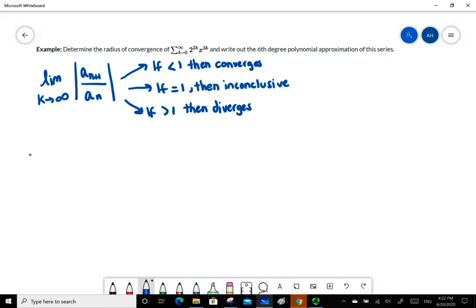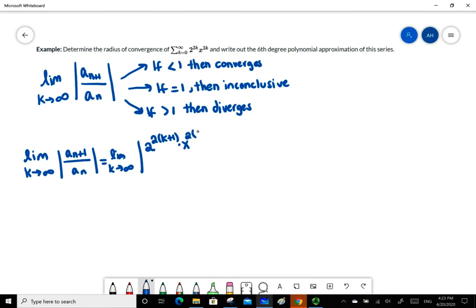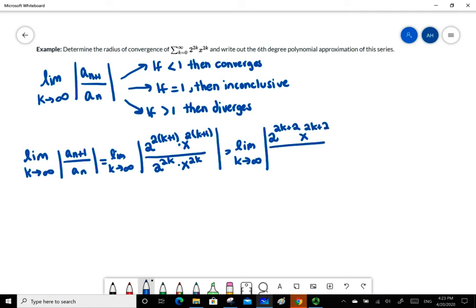For this particular series, the limit as k approaches infinity of the absolute value of a sub n plus 1 over a sub n is equal to the limit as k approaches infinity of 2 to the 2 times k plus 1 times x to the 2 times k plus 1, all over 2 to the 2k times x to the 2k, which we can rewrite as the limit as k approaches infinity of the absolute value of 2 to the 2k plus 2, x to the 2k plus 2, over 2 to the 2k, x to the 2k.